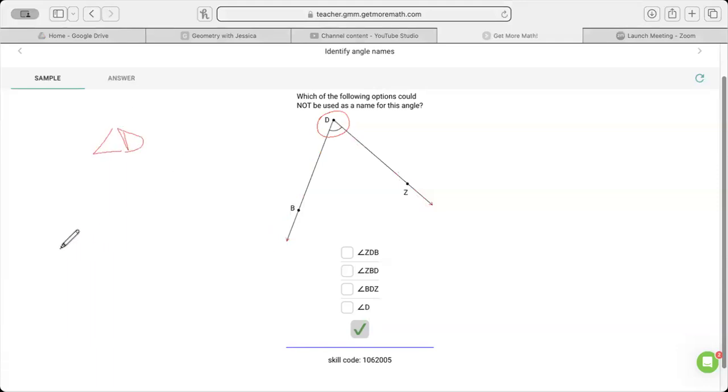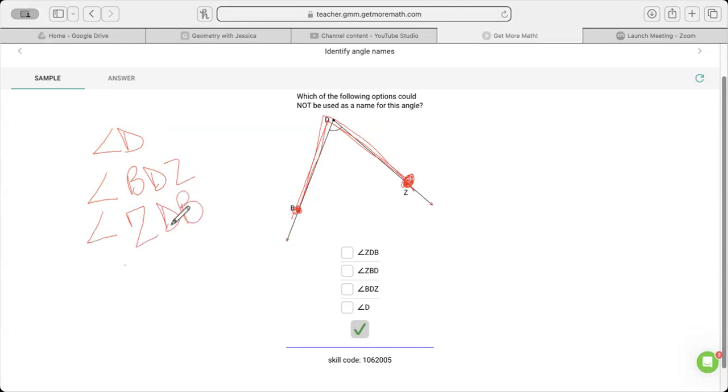It's that simple. Okay. Then the other way to name the angles is by reading it from left to right or right to left. So if we're talking about here, it could be B, D, Z, right? We're just going to find one endpoint on the ray to the vertex to the other endpoint on the ray. It doesn't matter which one.